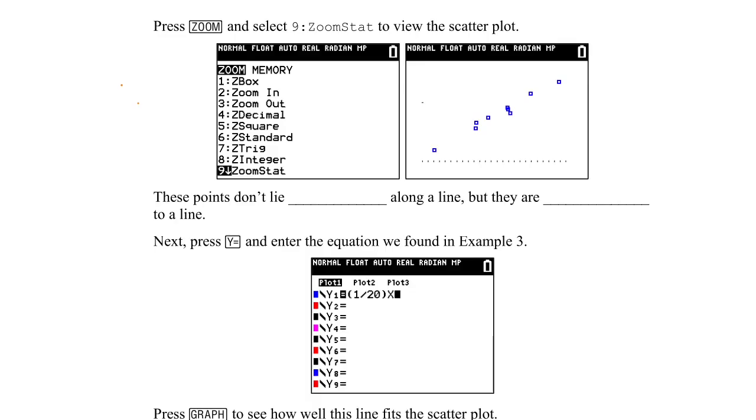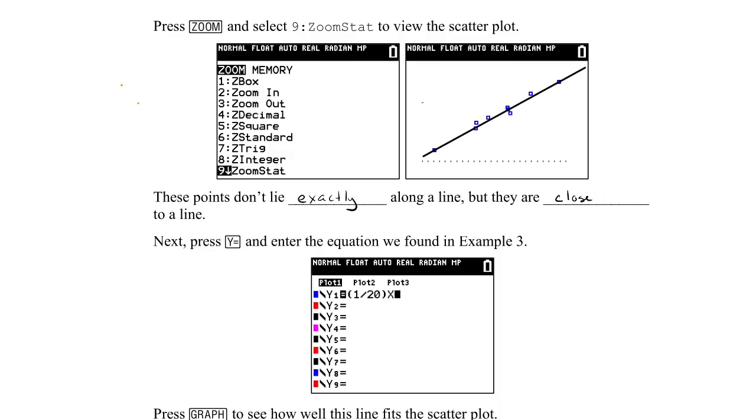Looking at the graph then, we see that these points don't lie exactly along a line, but we see that they're pretty close to a line. We can imagine drawing a straight line along the middle of this graph. It would look something like this. And those points are scattered pretty closely to that straight line.